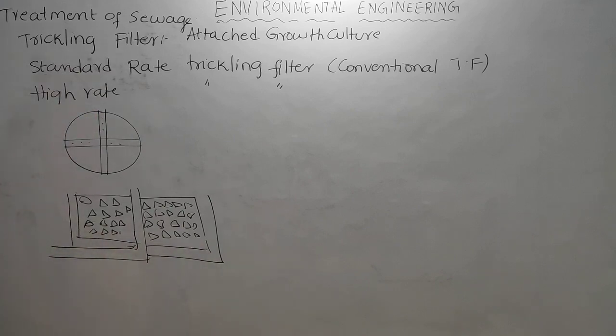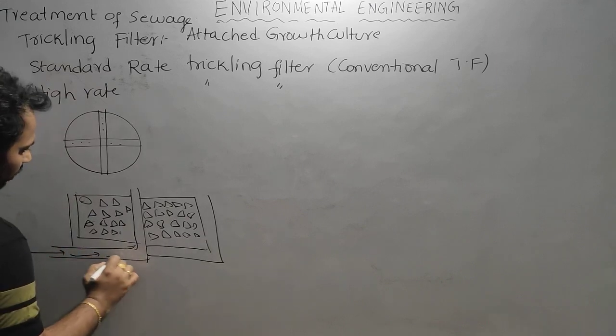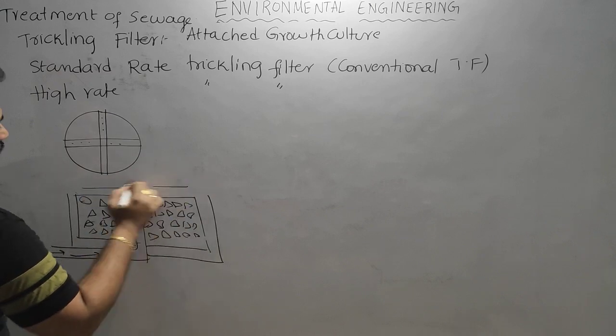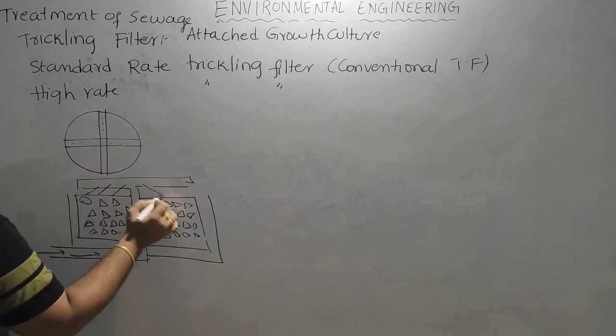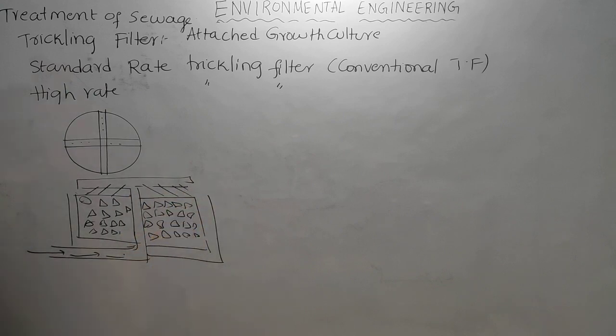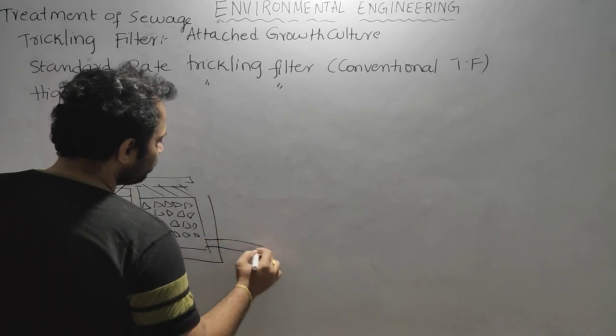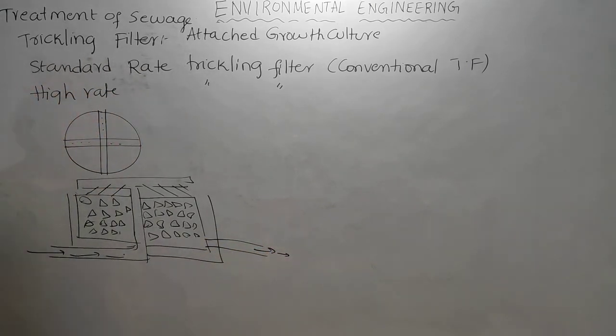Likewise, generally we will construct the trickling filter. So this is the arm. This arm will distribute the sewage onto the top of the trickling filter bed, and we will collect the effluent somewhere. This way we collect the effluent out of the trickling filter.